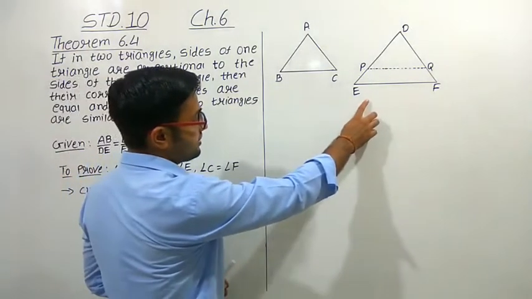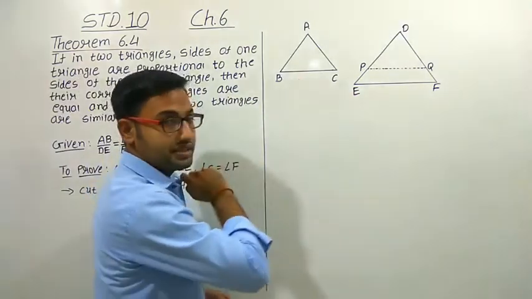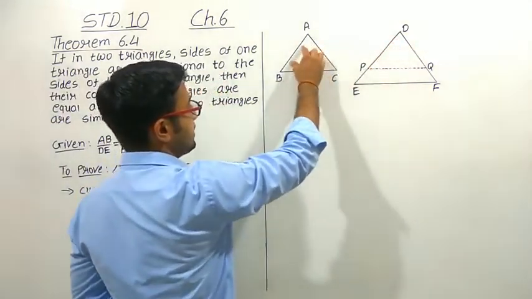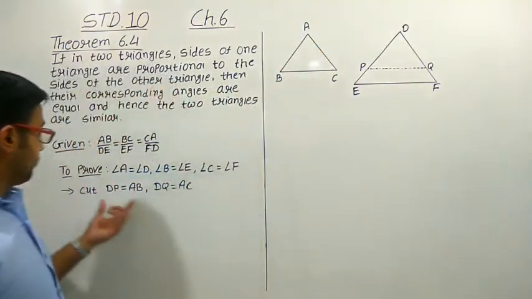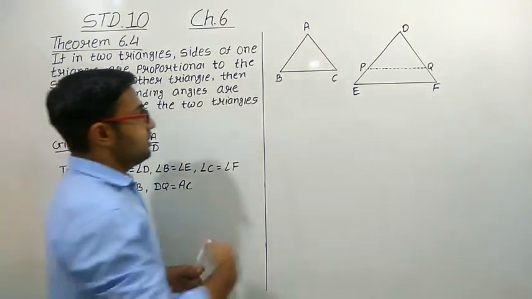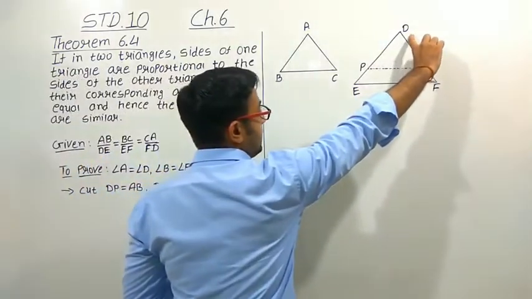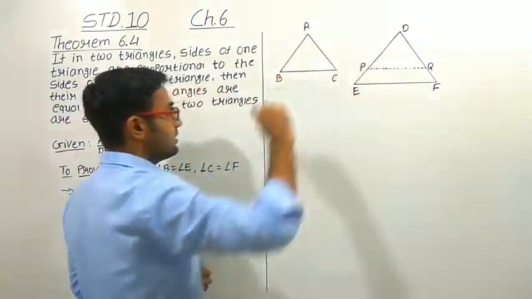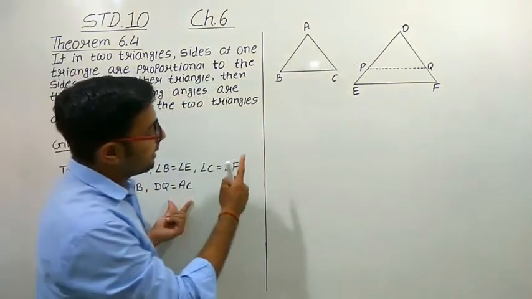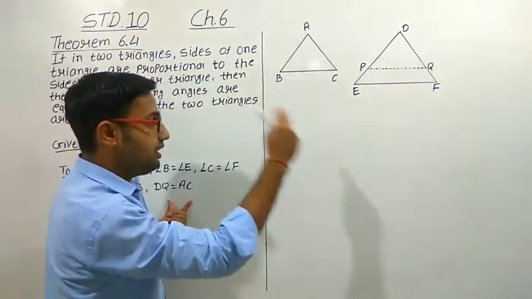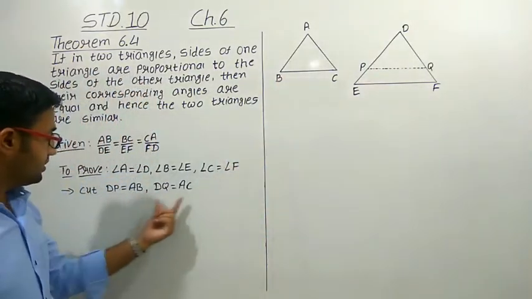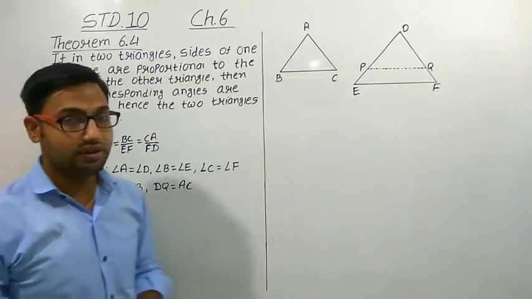Here this triangle is greater than this triangle ABC. So we have to cut this DP portion which is equal to AB. So here we have to write cut DP which is equal to AB, and here also we have to cut DQ which is equal to AC. So from DE side we cut DP, and from DF side we cut DQ. Right? So these are the two conditions we have right now.